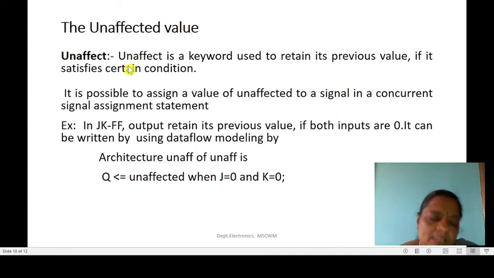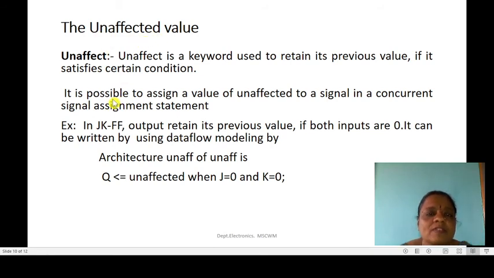But it is important. In our digital circuits, it is very important. I will explain how it is very important. Unaffected is a keyword used to retain its previous value if it satisfies certain conditions. After satisfying some condition, it remains in the previous value. For that type of condition, that type of circuits, we are using unaffected.